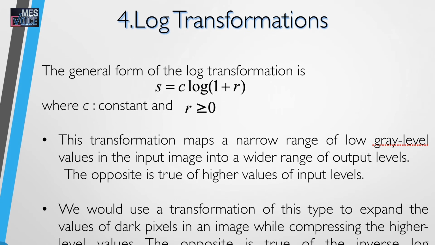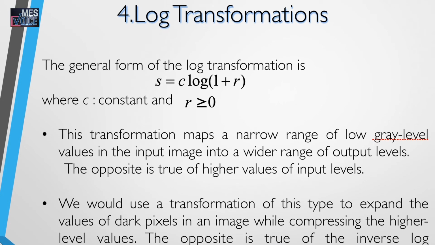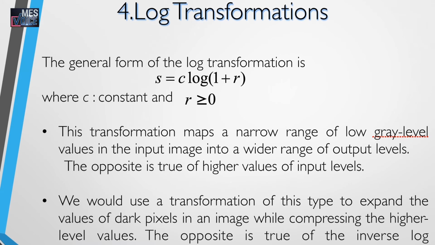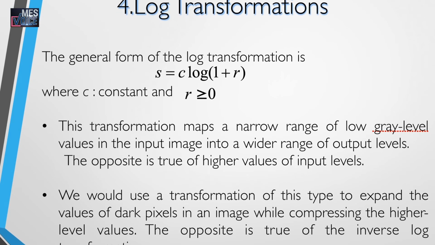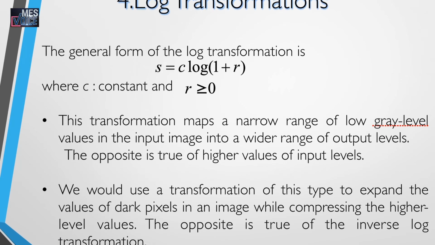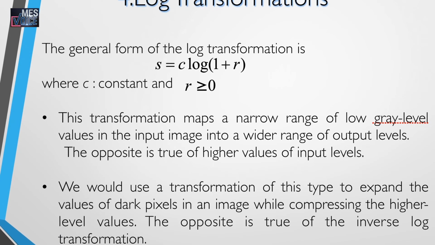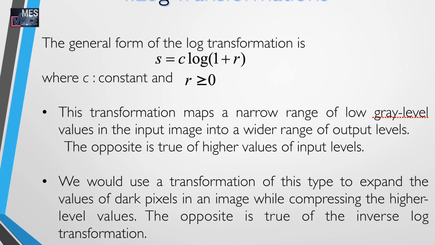The fourth one is log transformation. The general form of log transformation is S is equal to C log of 1 plus R, where C is a constant and R is greater than or equal to 0. This transformation maps a narrow range of low gray level values in the input image into a wider range of output levels. The opposite is true for higher values of input levels.